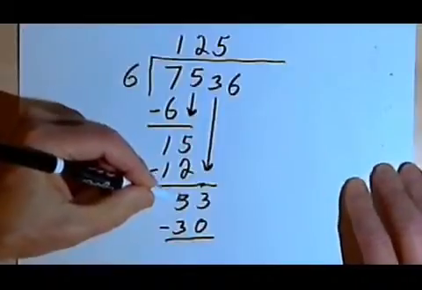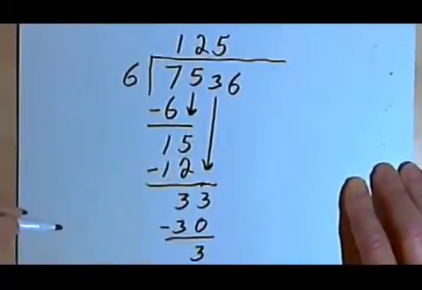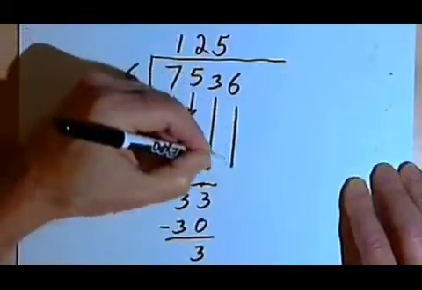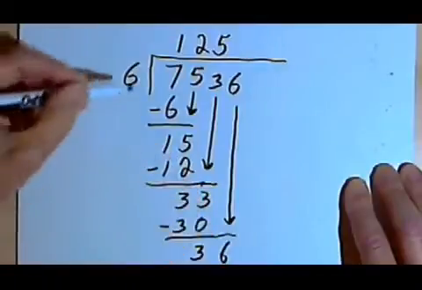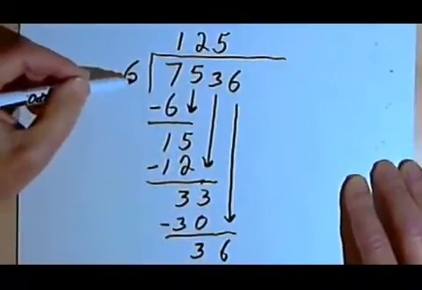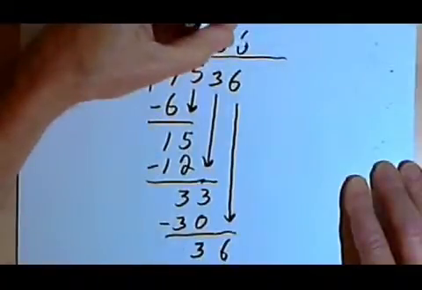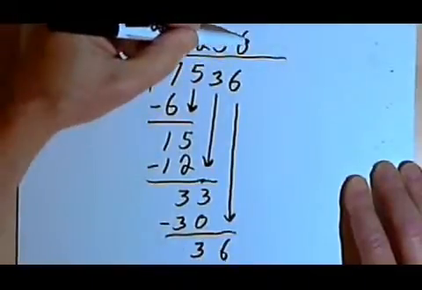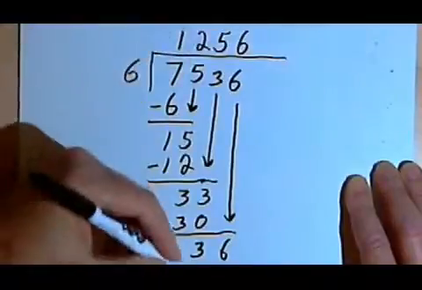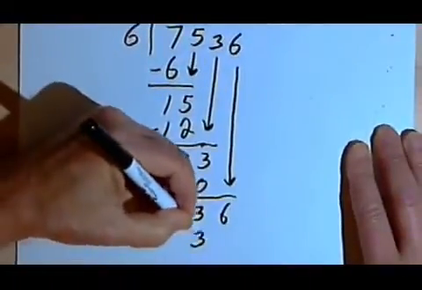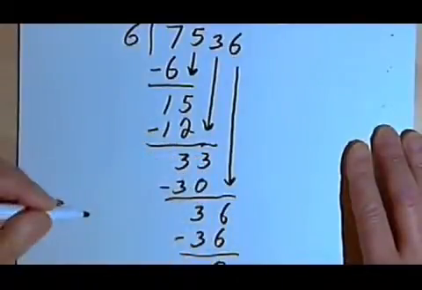Subtract 33 minus 30, and that's 3. I bring down the next number, which is a 6. So now I want to divide 6 into 36. 6 goes into 36 6 times. And I'm going to multiply that 6 by the 6 that I divided by. 6 times 6 is 36. I'll subtract. I end up with a 0.